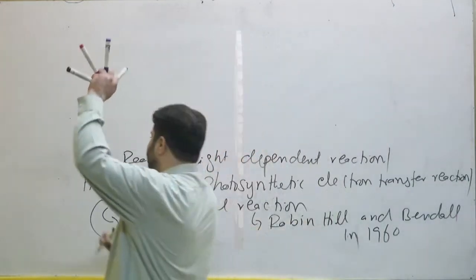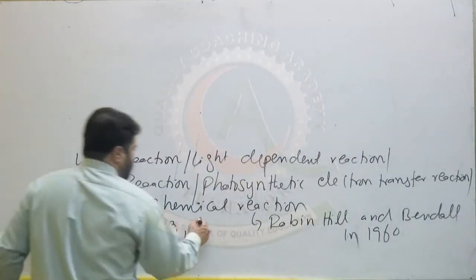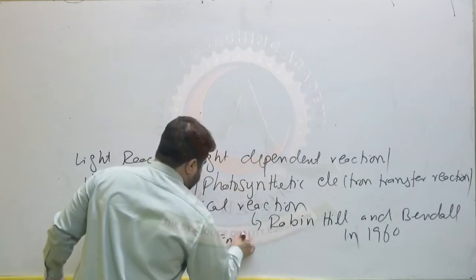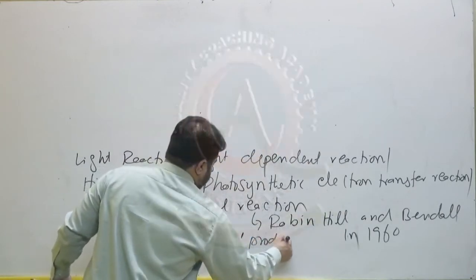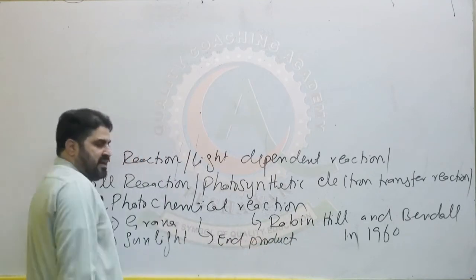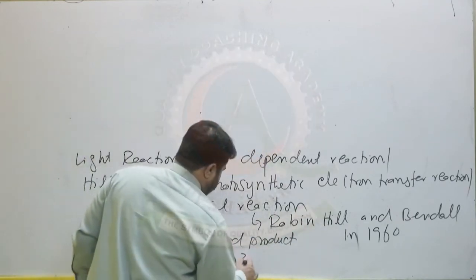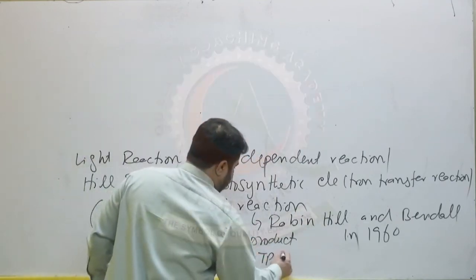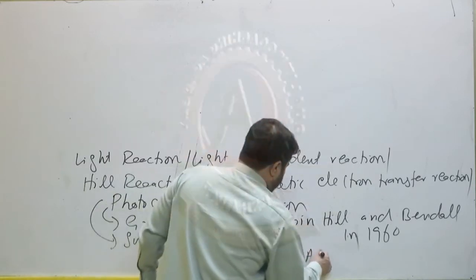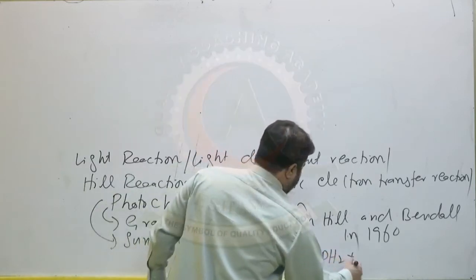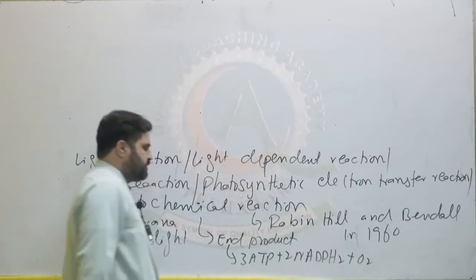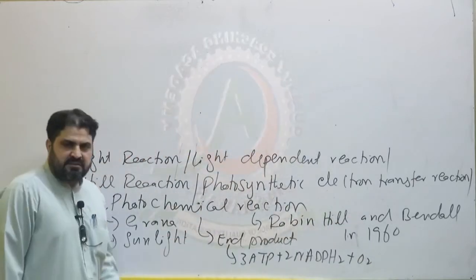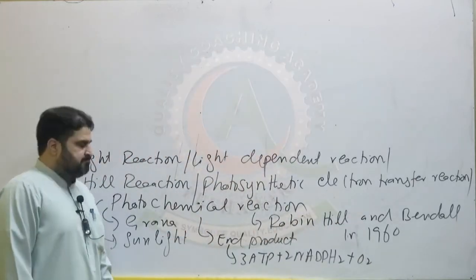Now, if we are going to discuss the end product of the light reaction, the end product consists of 3 ATP, 2 NADPH2 and 1 oxygen molecule. That is the end product of light reactions.